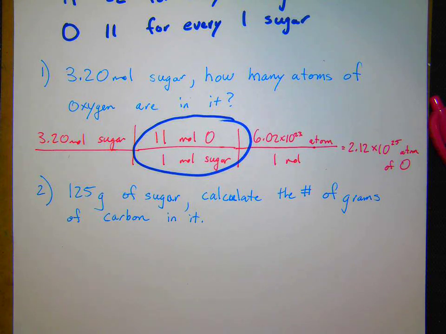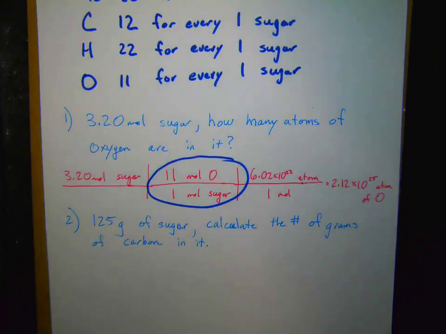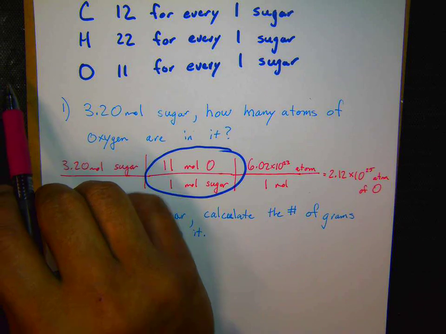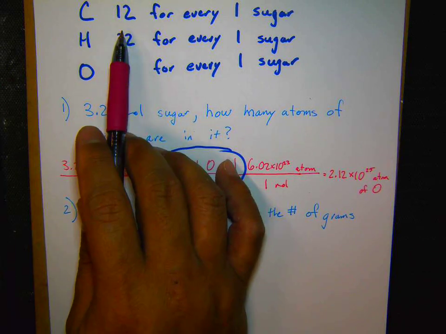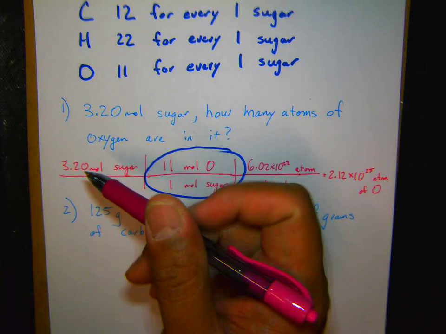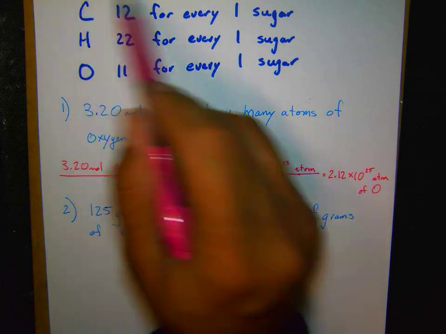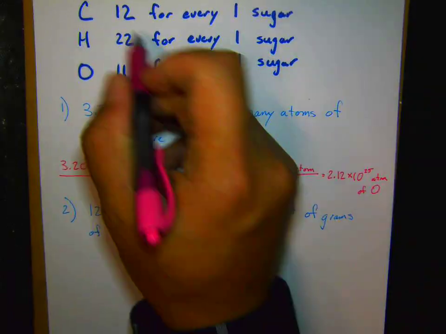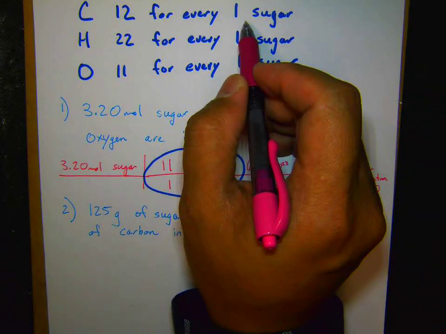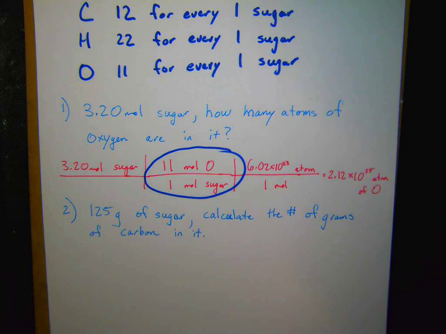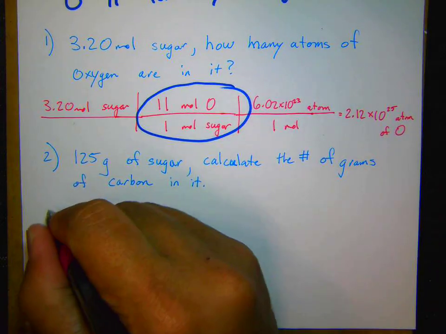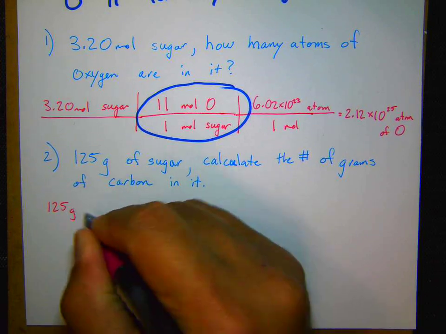Okay? So first off, if we look at carbon, how many carbons are in sugar? 12. Now, is that 12 grams? No. That doesn't make any sense. 12 grams of carbon in 1 gram of sugar? That doesn't even make any sense, right? But we can say 12 moles of carbon for every 1 mole of sugar, right? So what do you think we're going to change our grams to then? Moles. So we're going to take our 125 grams and change it to moles.